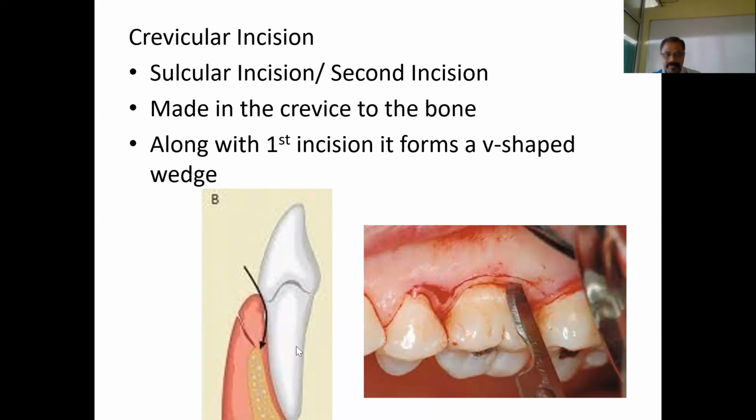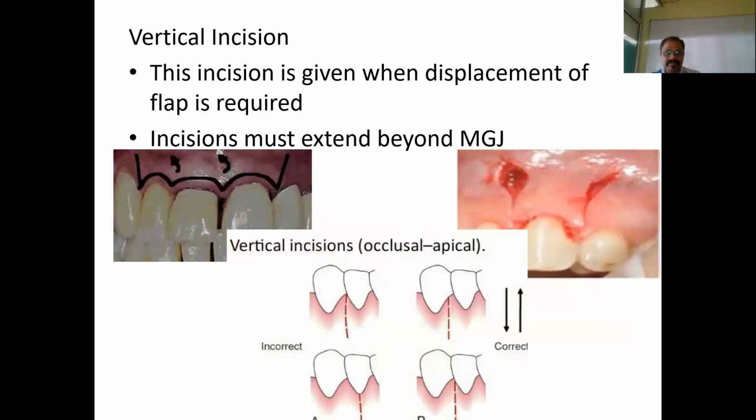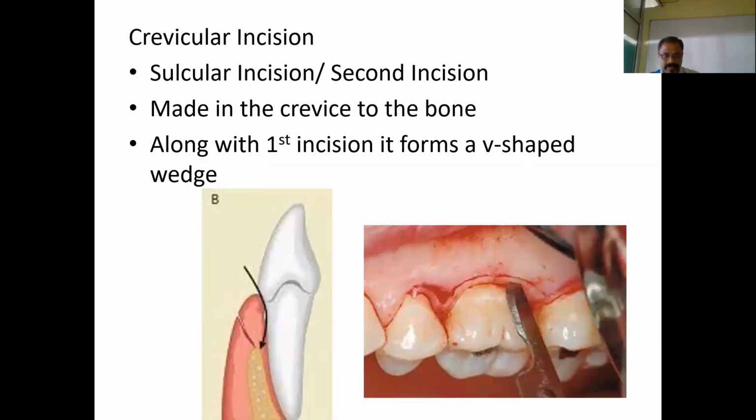Okay, right? The third incision is horizontal. Now third incision, that means once you give the first incision, you're going to reflect this flap. I'll show you this a little bit later. The second, you're going to give a crevicular incision. The third one is, aiming here directly, called the horizontal or interdental incision. Okay, interdental incision also comes under your horizontal type of incisions.